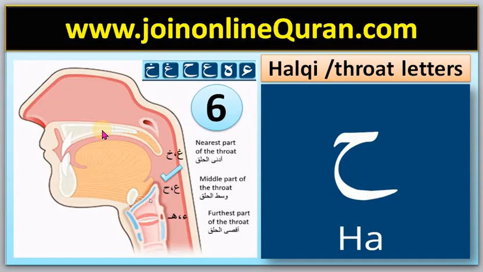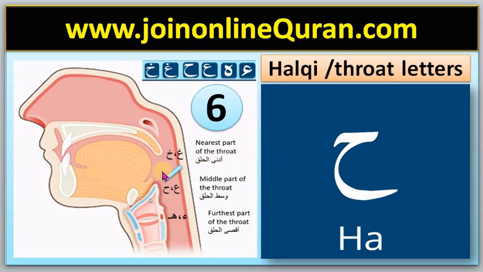Yes listeners, you can see on this page, this page is very important to understand this letter's point. First of all, you can see there are 6 letters here which we can pronounce from our throat. These 6 letters are called halaqi letters in Arabic. Halaqi means you can pronounce these 6 letters from your throat. Halaqi means throat letter actually. But today we are going to discuss just the first throat letter, which is Ha.